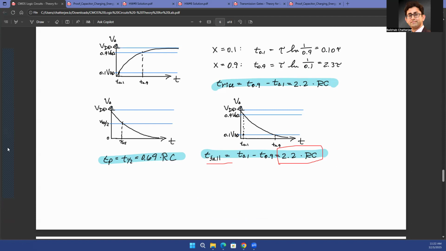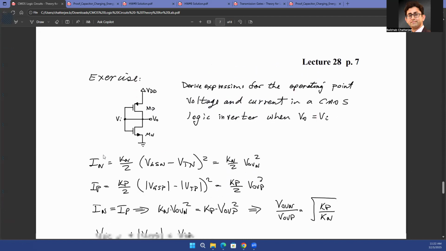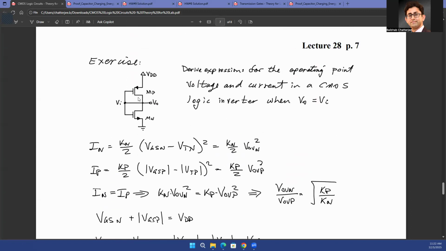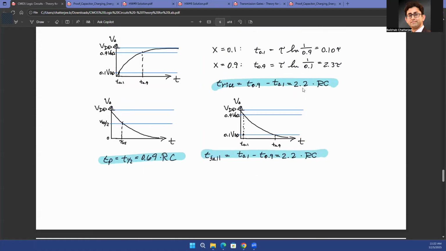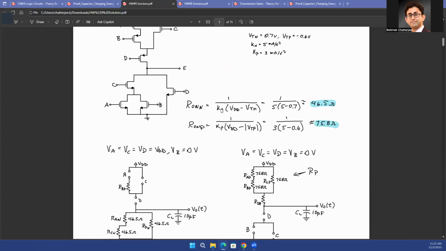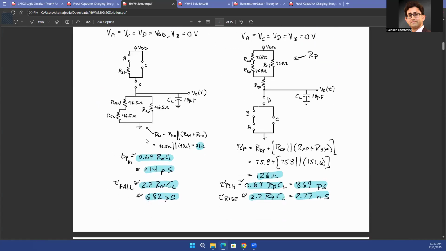Now in the homework question, you are asked to find out the T rise and T fall. And how do you find that out? Because you know that T rise and T fall is going to be, let's say, 2.2 times RC. But what is R and what is C? So if we go back to the homework question, you're asked to find out, let's say, rise, fall, or the propagation time. In this case, you are asked to find out propagation times of high to low and propagation times of low to high. And that is going to be 0.69 times RC.